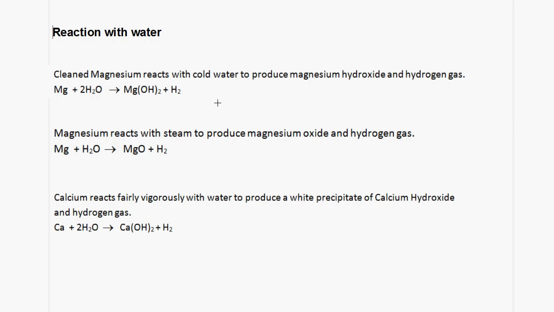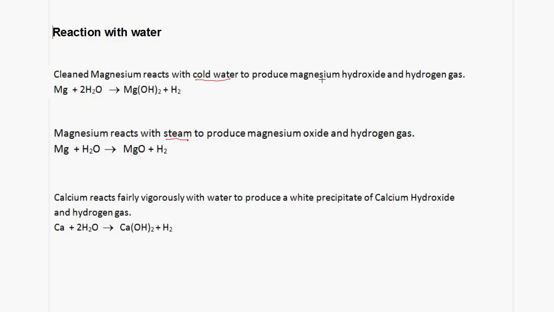Let us look at the reaction with water. So the example we'll use is magnesium. Clean magnesium reacts with cold water to produce magnesium hydroxide and hydrogen gas. So Mg + 2H2O produces Mg(OH)2 + H2. Now you get a different reaction when magnesium reacts with steam. What you get this time is magnesium oxide and hydrogen gas.